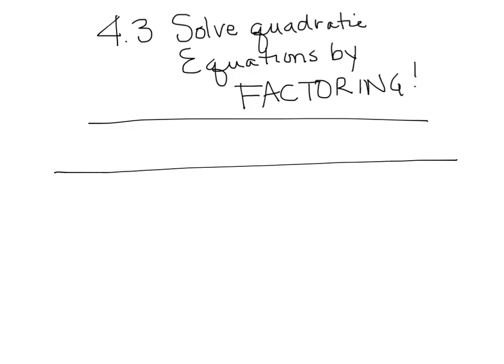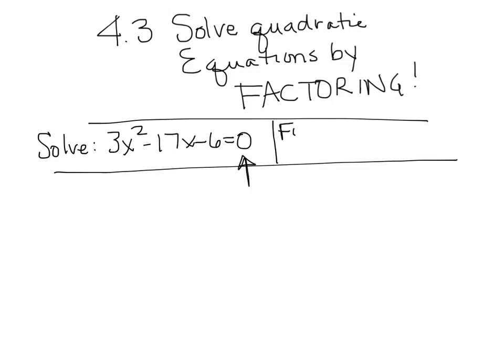So you might have the directions say solve 3x squared minus 17x minus 6 is equal to 0. If you have an equation, it's already set equal to 0, and that 0 is going to be very important to us. But the directions might also say find the zeros of the function f of x is equal to 3x squared minus 17x minus 6. And so these are actually identical problems.